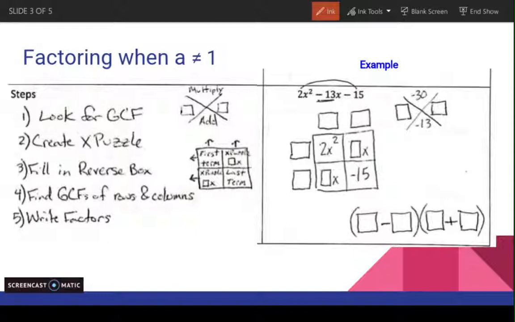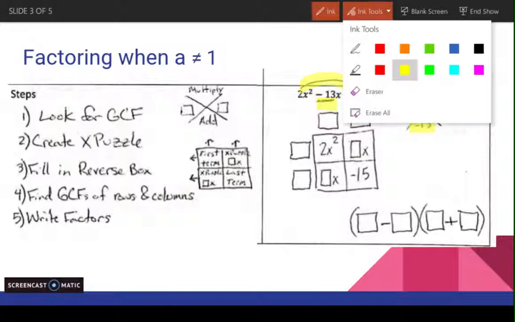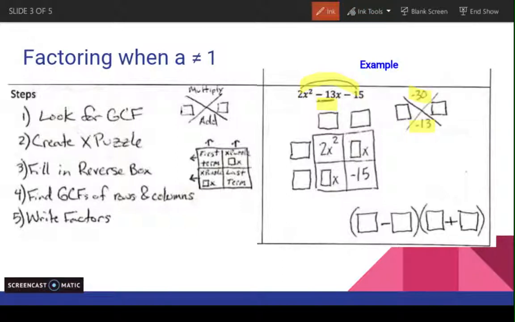When we set up our X-puzzle, the top number is from multiplying the first and the last term together. 2 times negative 15 is negative 30. And then the bottom number is the middle number, negative 13. So from here, we fill in the X-puzzle. Two numbers that multiply to negative 30 that add to negative 13 are negative 15 and 2. So when we do this, now we move on to step 3, where we fill in the reverse box.